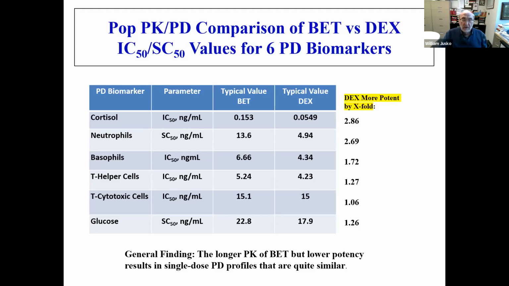So what we generally found was that the longer pharmacokinetics of beta, but its lower potency, results in the single dose PD profiles that were on the previous graph that look quite similar. Those profiles only differed modestly from each other. They were all the same doses, but comparing the properties of beta versus dex gave us increased clarity on what was happening.